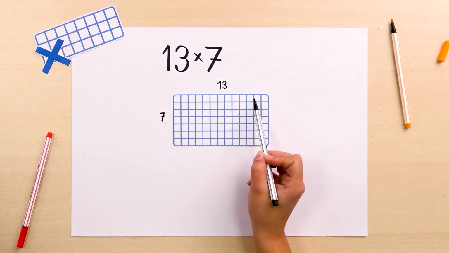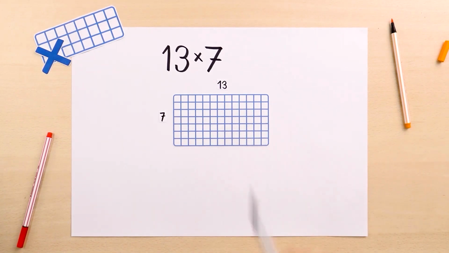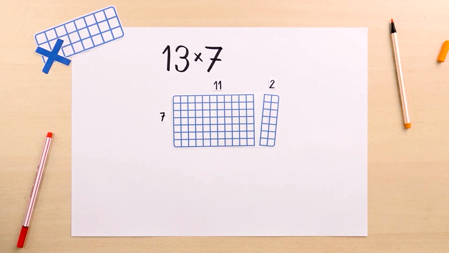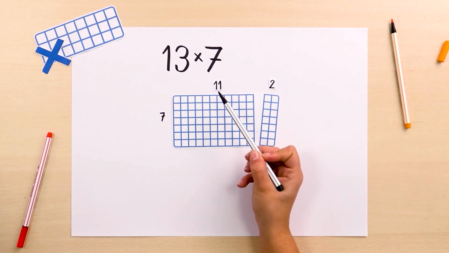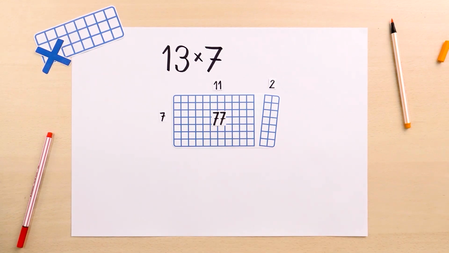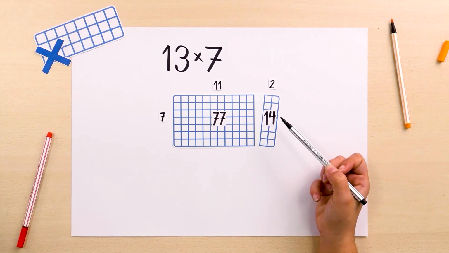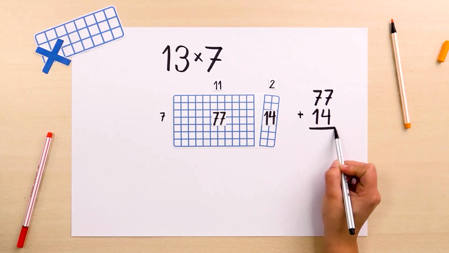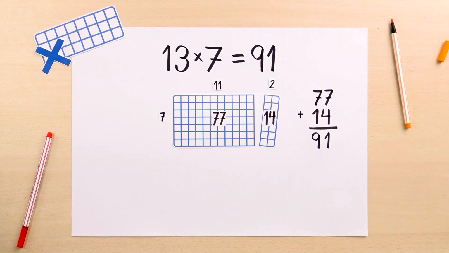squares there are. Counting them one by one would take too long, so we can break down 13 into 11 plus 2 in order to break the rectangle into two parts that are easier to calculate. We know that 11 times 7 is 77 and 2 times 7 is 14. So in total we have 77 plus 14, in other words 91 small squares.